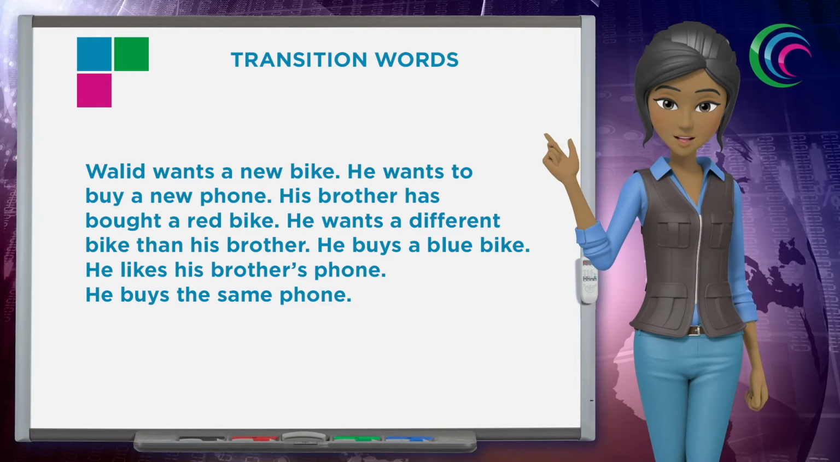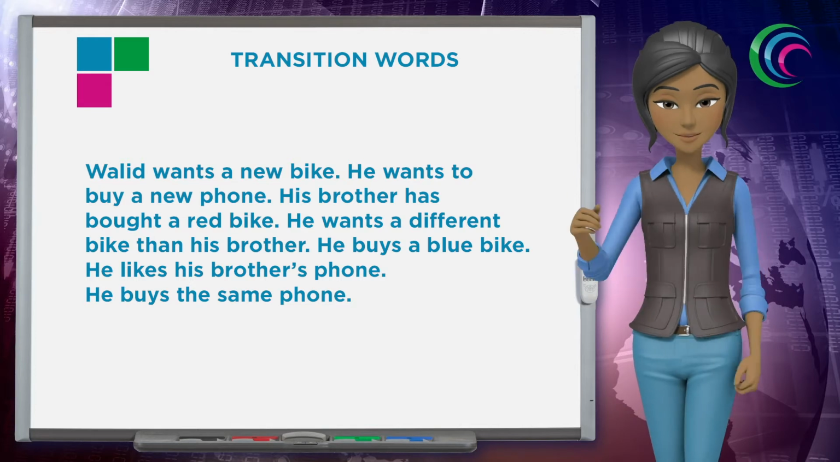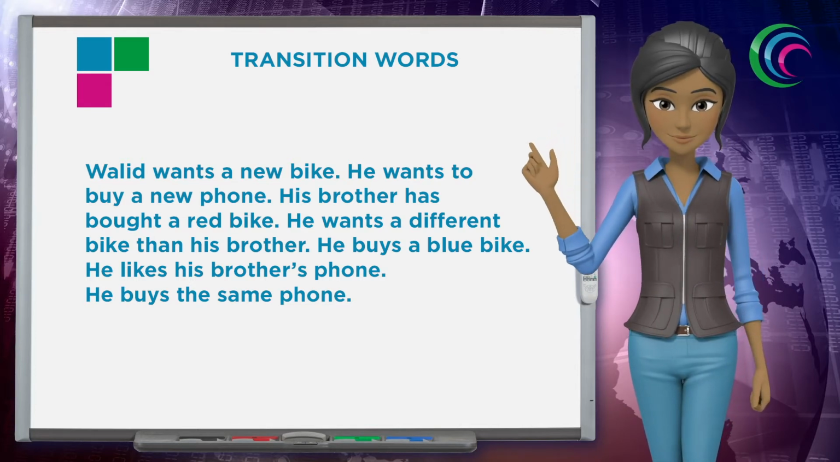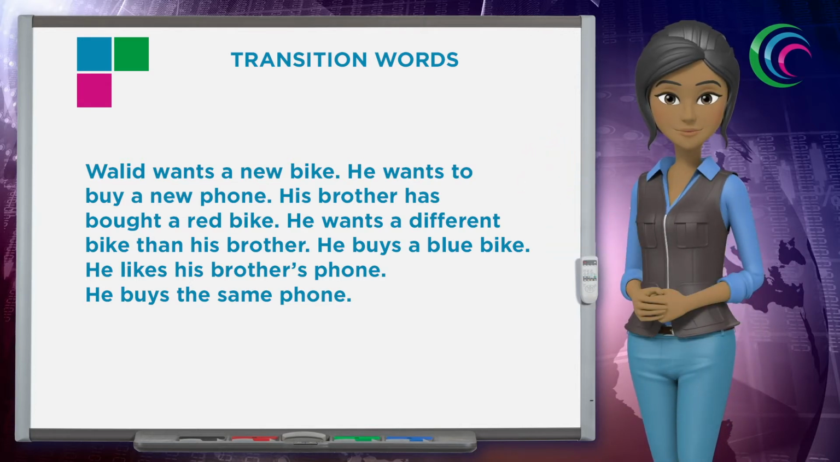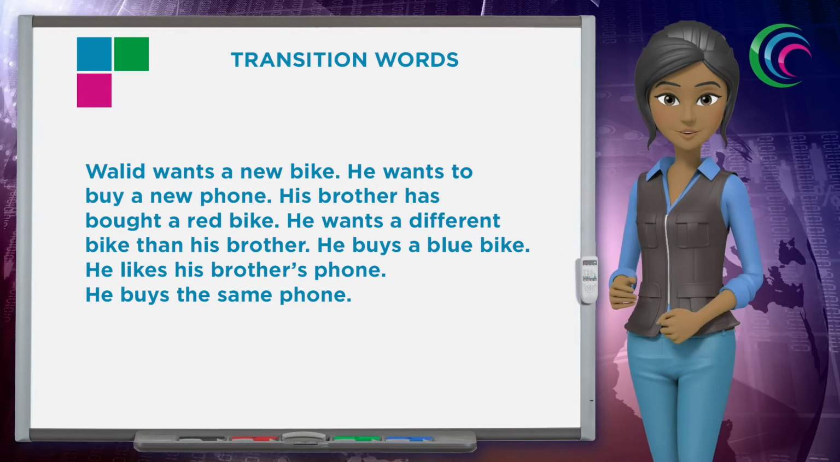Valid wants a new bike. He wants to buy a new phone. His brother has bought a red bike. He wants a different bike than his brother. He buys a blue bike. He likes his brother's phone. He buys the same phone.